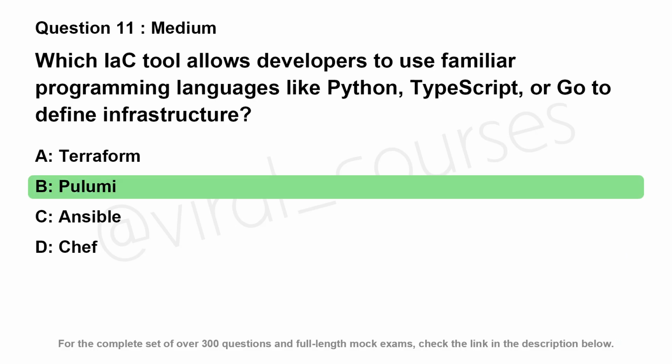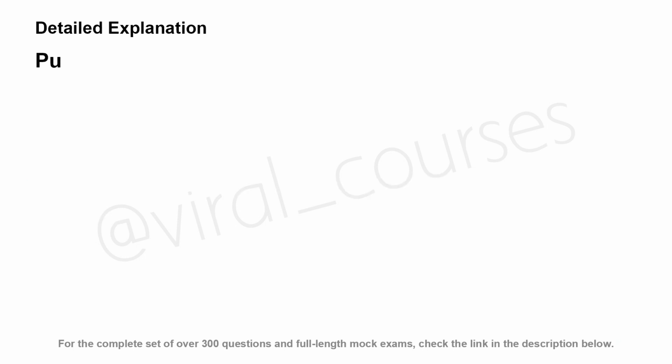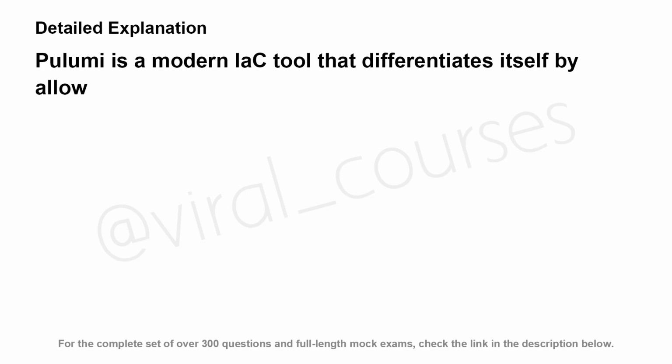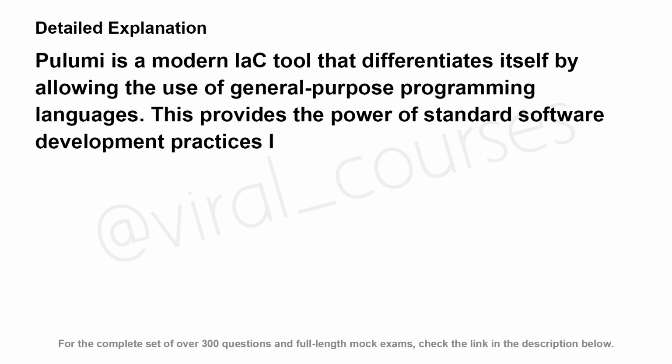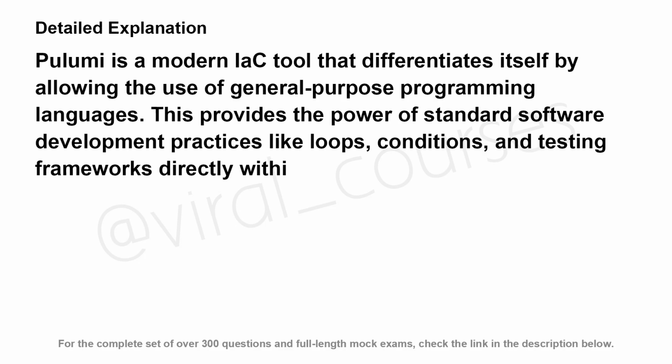The correct answer is B. Pulumi is a modern IaC tool that differentiates itself by allowing the use of general-purpose programming languages. This provides the power of standard software development practices like loops, conditions, and testing frameworks directly within infrastructure definitions.